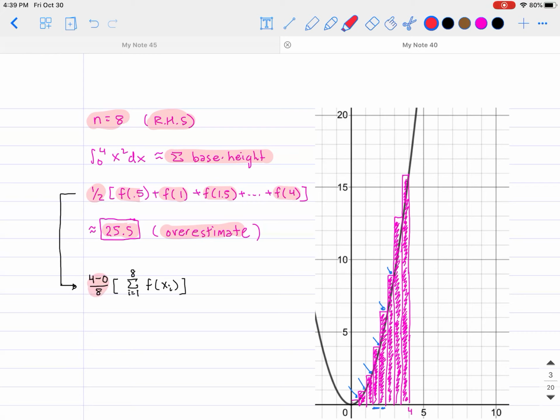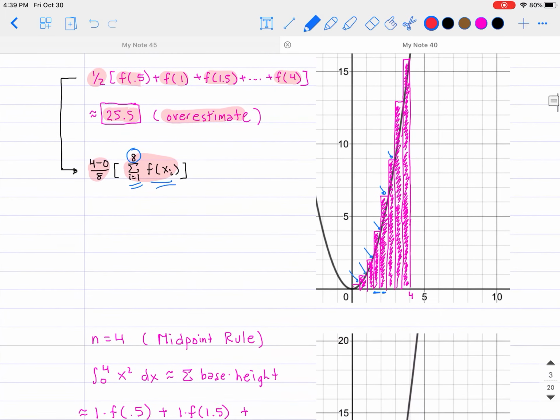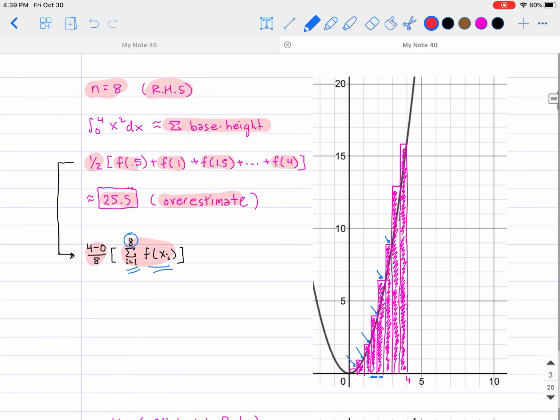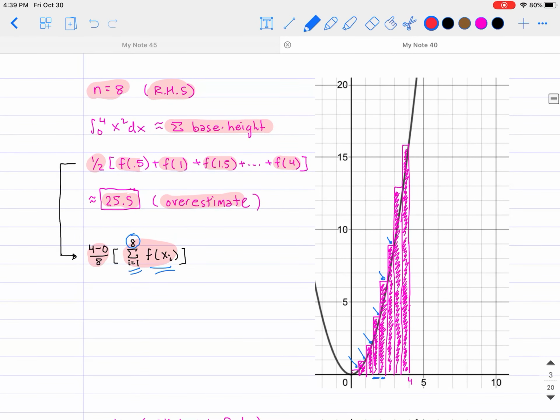So over here, you'll notice that I wrote it in a summation. In that way, we can see a pattern in the future also. Once again, 4 minus 0 divided by 8, so that's your base, multiplied by the summation of all the heights. And this time, you'll notice the difference is that I start with i is equal to 1 and go to i is equal to 8, instead of i is equal to 0 all the way to i is equal to 7. That indicates the right-hand side instead of the left-hand side. Whereas the function part is still the same thing, okay?